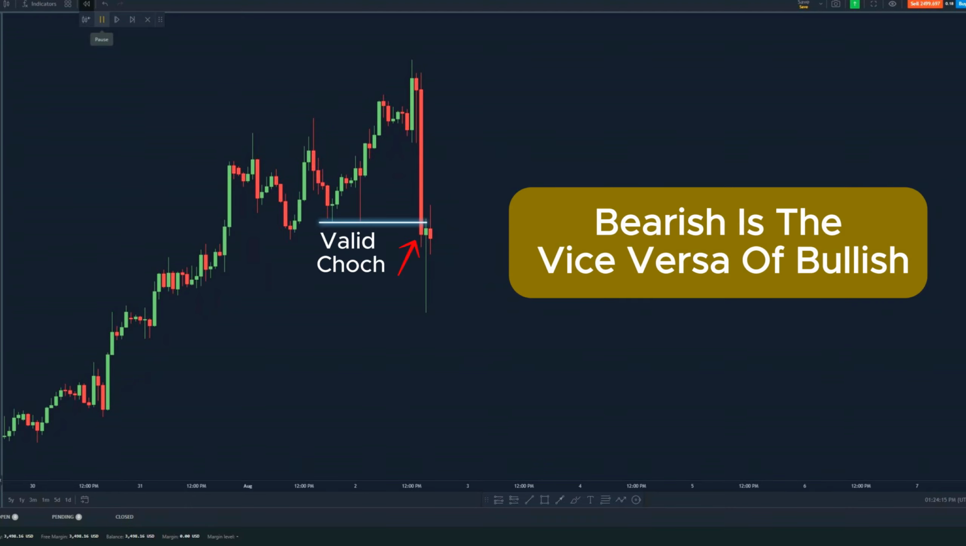Same concept applies for the other scenario. In the bearish scenario, after breaking the recent major high, the body of the candle should close above the wick of the major high. Then the change of character will be considered valid. And if only the wick of the candle breaks the major high, then it will not be a valid change of character.